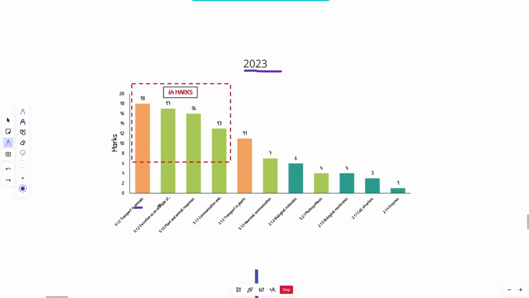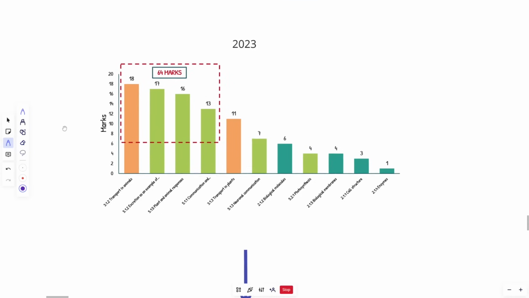But the whole point of this is to show you that high yield topics is where it's at, okay? And that's where you want to spend the most of your revision time leading up to the exam. You want to be comfortable with the entire specification, but where possible, this is where you want to master your time. Okay, this is just an example from 2023.